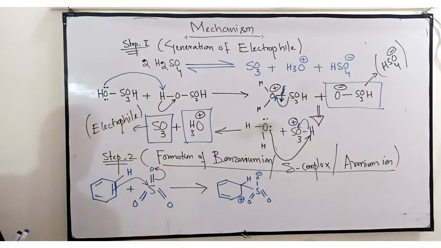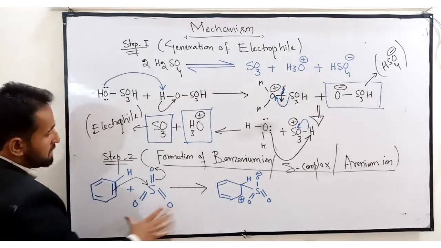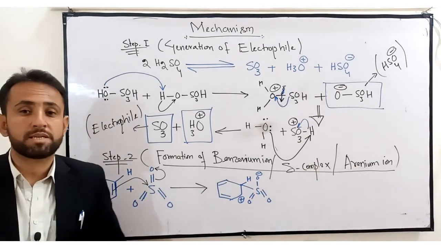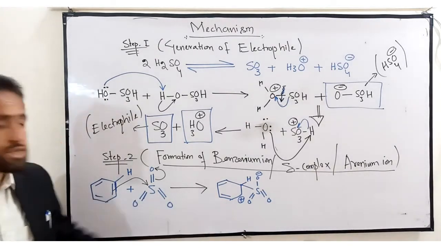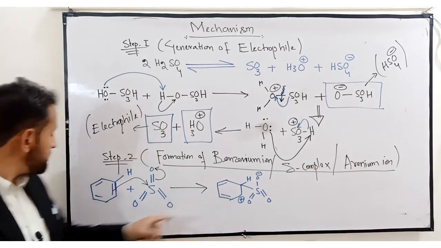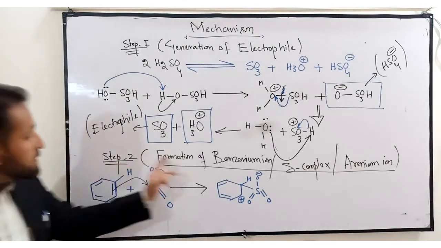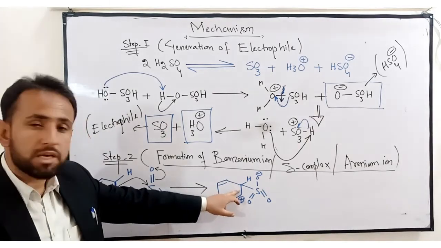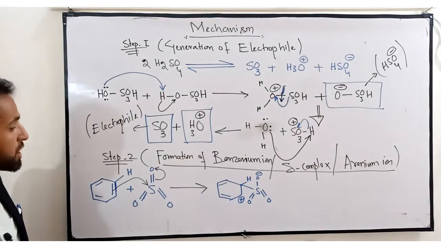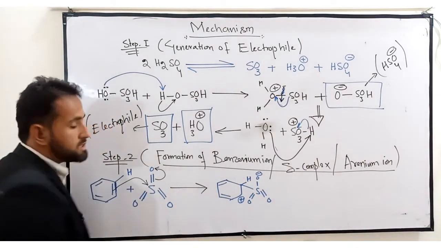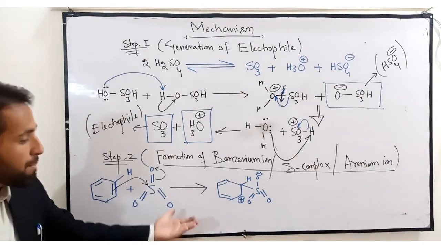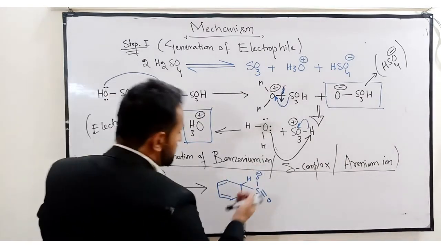Now if I ask, in these two, which one is more stable? This is more stable because this is a resonance stabilized structure. But in this case, we are going to destroy the resonance of this structure. I mean, this pi bond is disturbed in this case. But here, this is still a stabilized structure because there is still a resonance present. This is also a resonance stabilized structure. But what will happen? I will tell in the third step.